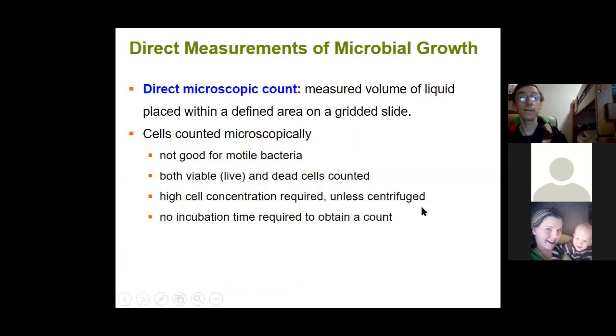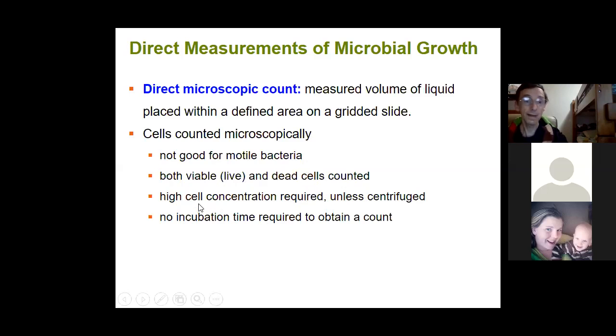A direct microscopic count is where you take a volume of the liquid, and it's a measured volume, and then you look under the microscope to get a direct count on the number of cells. That is not good for motile bacteria because they will be moving, and it'll be very difficult to count if they're mobile. And you cannot distinguish between a live, viable cell and a dead cell because they'll look similar under the microscope.